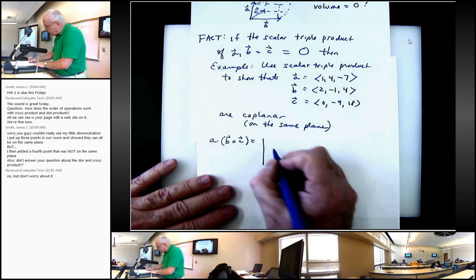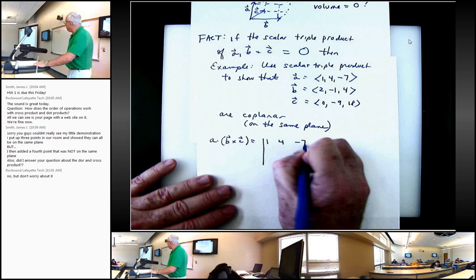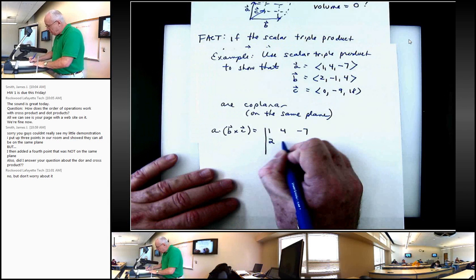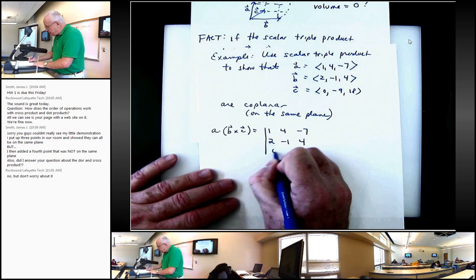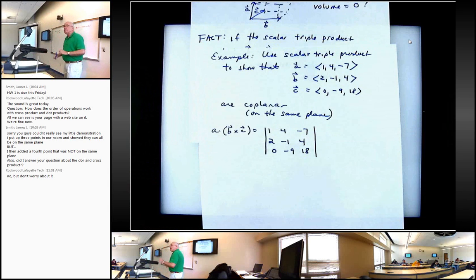We'll start with our A vector 1, 4, negative 7 in the first row. The B vector 2, minus 1, and 4. The C vector 0, minus 9, and 18. Got the straight lines. We're going to calculate the determinant.